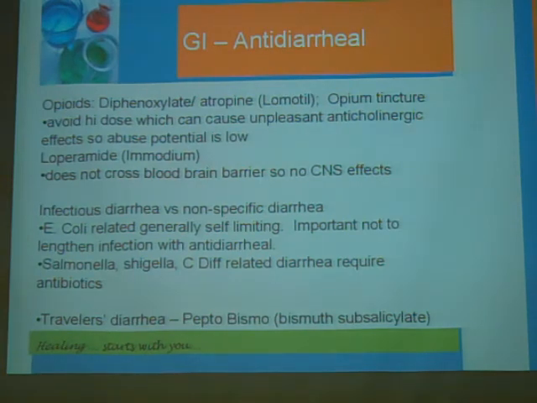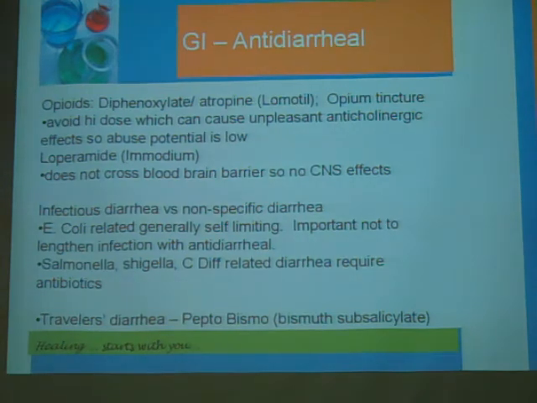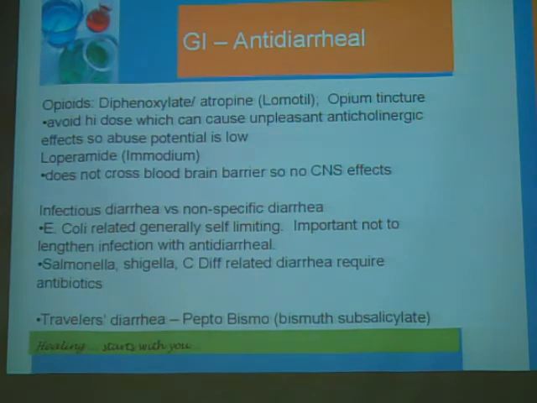Loperamide, brand name Imodium, is something you can purchase over the counter, and it doesn't cross the blood-brain barrier. So for Imodium, the patient won't feel as sleepy when they take it. And it's generally better, a little bit more used in patients than Lomotil. So for infectious diarrhea versus the non-infectious ones, non-specific diarrhea, generally it's self-limiting.